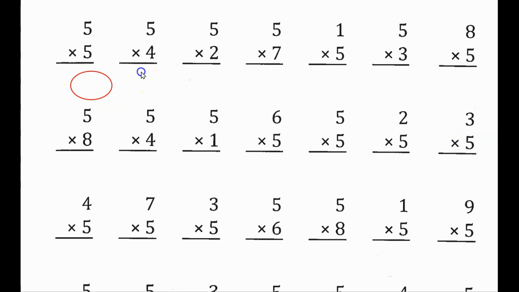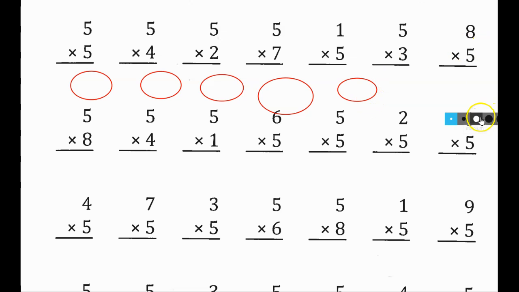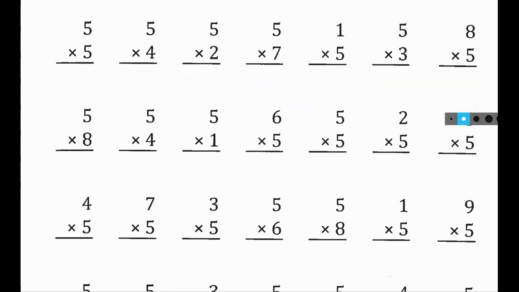5 groups, right? 1, 2, 3, 4, 5. Don't write anything yet. Okay, and then how many in each group? Well, 5. So 1, 2, 3, 4, 5, in each group. And then 5 times 5? 25. I could do it that way as well. Or you could just know them.